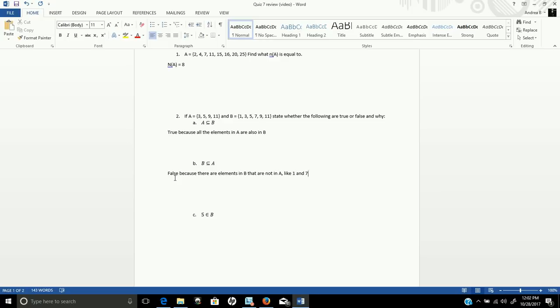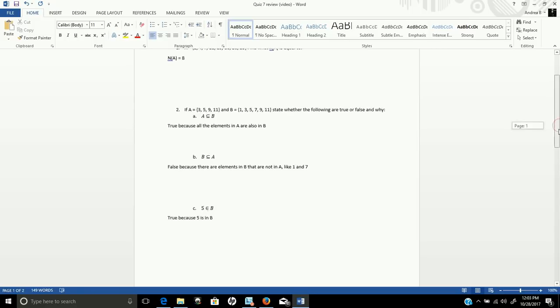And then for part C here, you have 5, and then that symbol there is your element symbol. So for part C, that's saying that 5 is an element of B. What that means is that 5 has to be in your set B. And in this case, 5 is in set B, so that would be true, because 5 is in B. It's in that set B. So make sure that you are going through and writing true or false for these, but then also explaining your answer using those definitions for your subset, proper subset, or element symbols, what those mean.